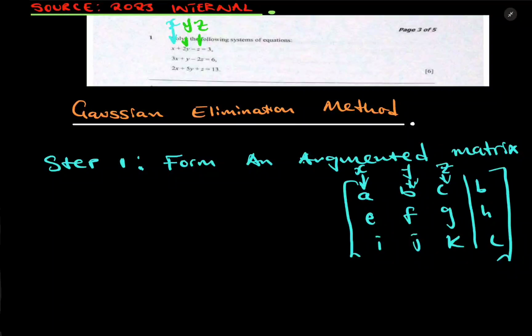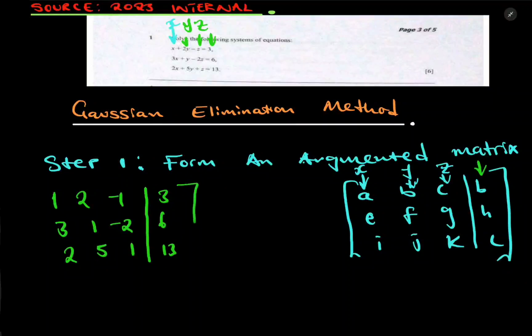Okay, let's do it. Then we jump to the next step. So it will look like this: 1, 2, -1, 3, 1, -2, 2, 5, 1. Okay, we need to include the last column, which is this one. So we need to put a bar. Then we say 3, 6, 13. So we formed what we call an augmented matrix.